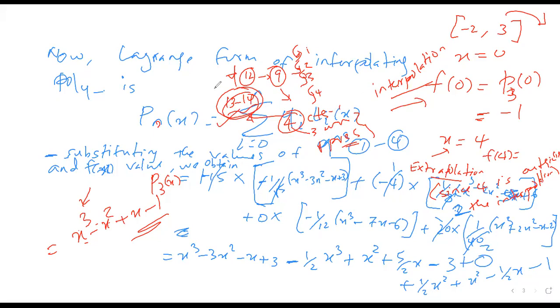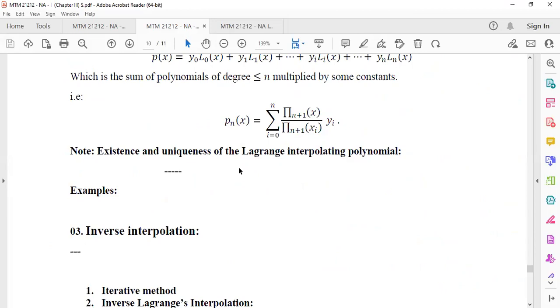Okay, so let's continue our module. Let's see what is next. We have seen the existence and uniqueness part. We have finished it and done an example. You can do homework question 6.